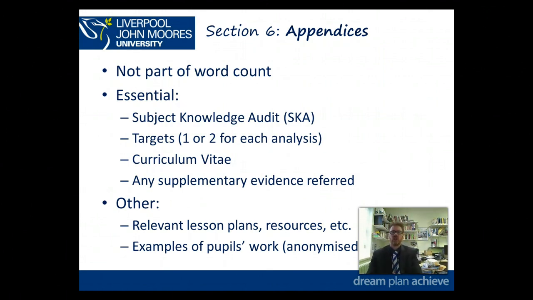So there are some essential appendices. These are not part of the word count, so when you're totting up how many words you've written, you don't include what goes in the appendices. They're supplementary documents, so there are some essential ones. Your subject knowledge audit is essential. Your targets, so one or two for each analysis, so you can have a total of between 2 and 4 SMART targets. You're going to put your curriculum vitae in there, which will have your employment and your education history.